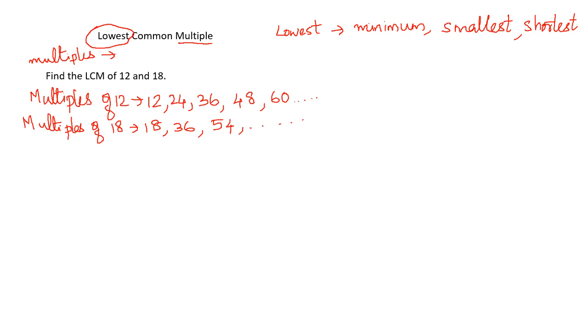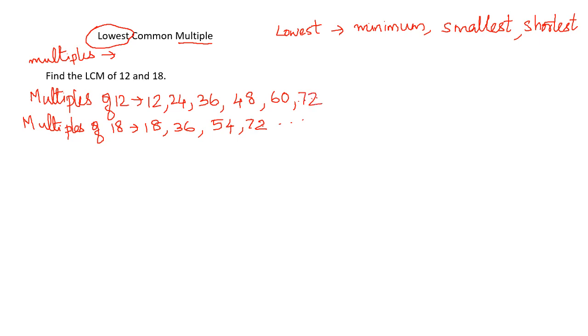Now we have to find the common multiple. Now after 54, 4 18s are 72. Let me write here 72 as well. And here if you take after 60, 5 12s are 60, 6 12s are 72.